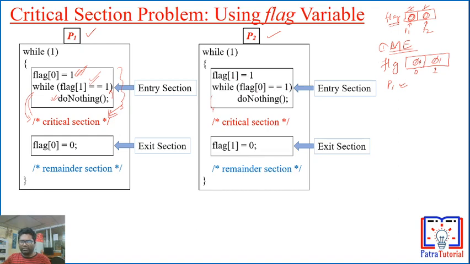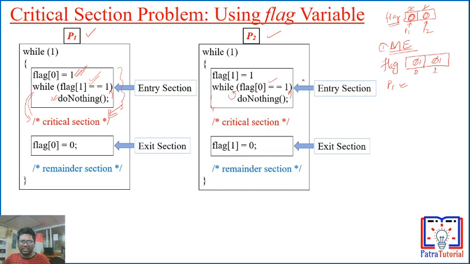Right now the value of flag of 0 is 1, right? So this condition is true, and since it is true, it will keep rotating here only. It will do nothing, check again, it is still 1, do nothing, and come back to this condition. Until flag of 0 is no longer 1, it will keep rotating here.